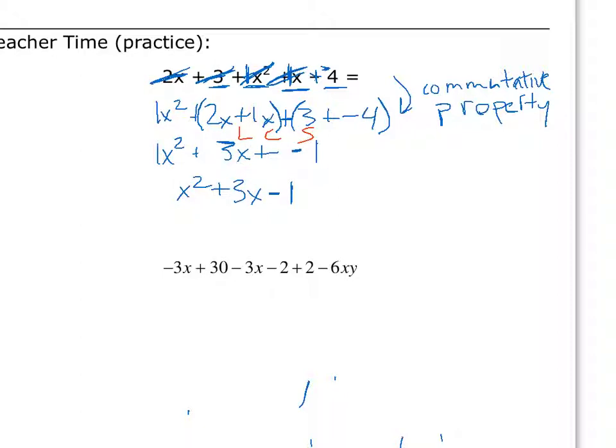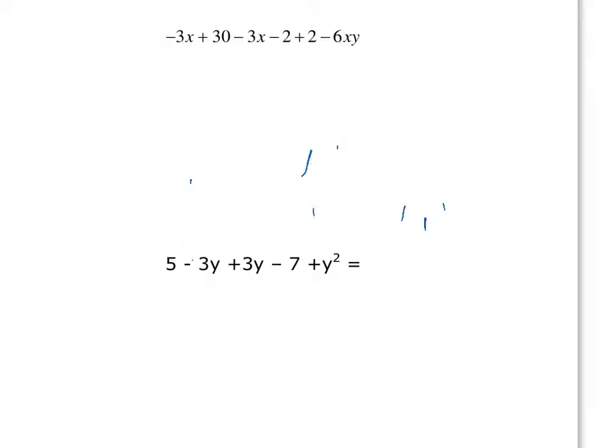Carson. I don't get how we put it in order. Okay, well, we'll look at one more example. Let's see if maybe that will help out. Okay? So the next one.